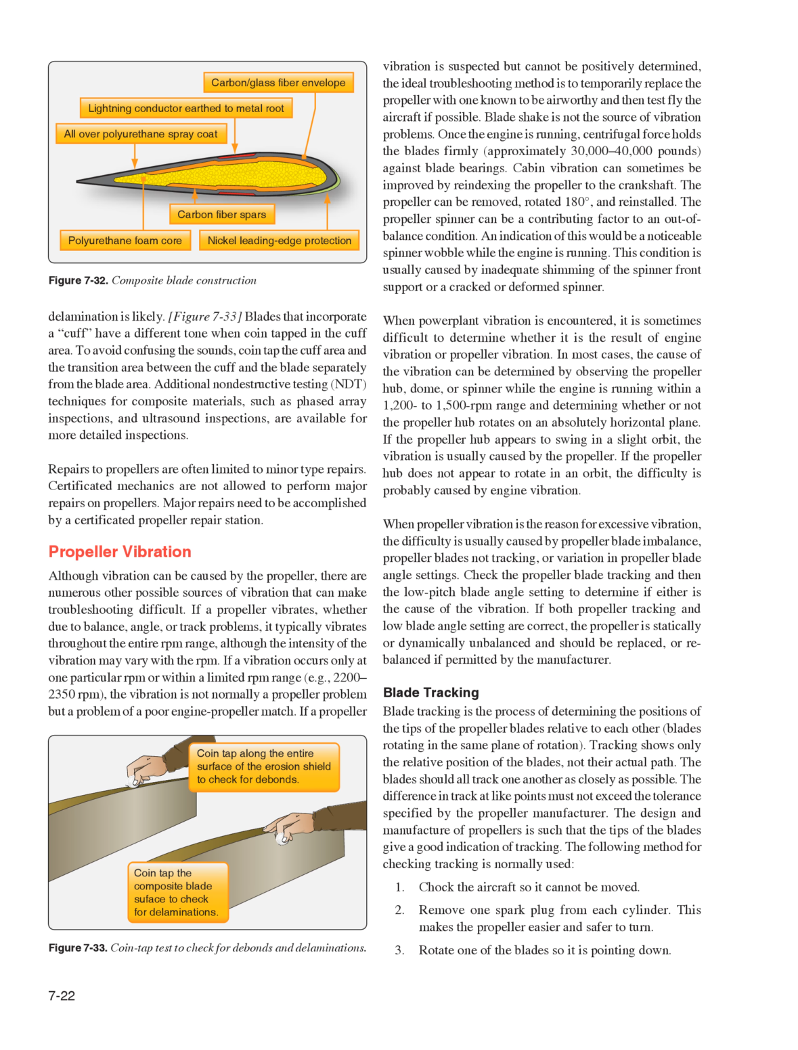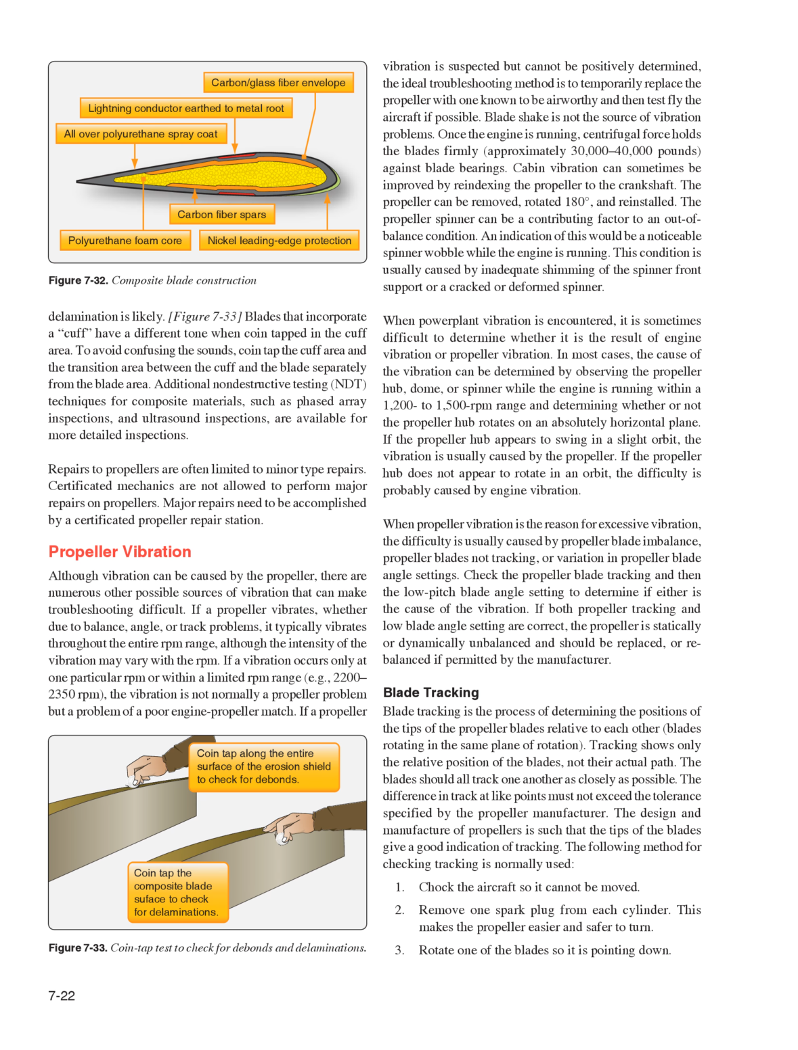Cabin vibration can sometimes be improved by re-indexing the propeller to the crankshaft. The propeller can be removed, rotated 180 degrees, and reinstalled. The propeller spinner can be a contributing factor to an out-of-balance condition. An indication of this would be a noticeable spinner wobble while the engine is running. This condition is usually caused by inadequate shimming of the spinner front support or a cracked or deformed spinner.